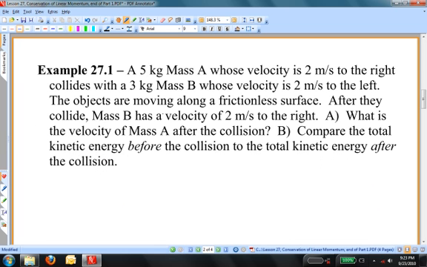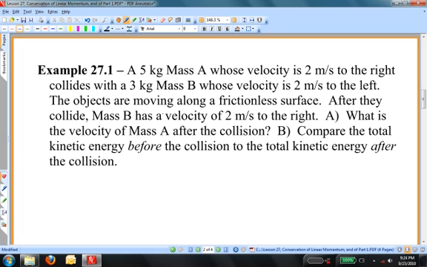A 5 kilogram mass A, whose velocity is 2 meters per second to the right, collides with a 3 kilogram mass B, whose velocity is 2 meters per second to the left. The objects are moving along a frictionless surface. After they collide, mass B has a velocity of 2 meters per second to the right. Part A: What is the velocity of mass A after the collision? And Part B: Compare the total kinetic energy before the collision with the total kinetic energy after the collision.